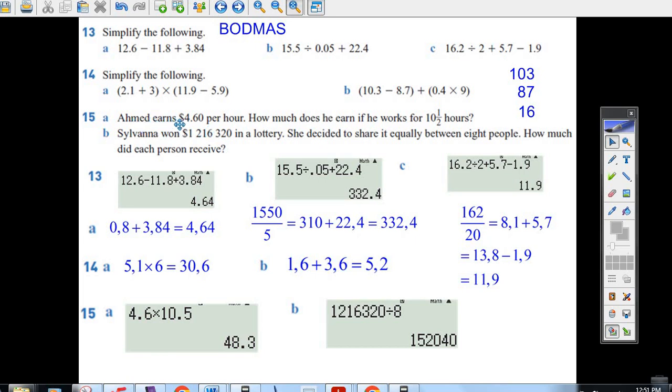This person, Ahmed, earns $4.60 an hour, and he works for 10.5 hours. What you do is just multiply them together. That's how you figure out how much money he'd make. That's that question. But this person here wins a lottery, but she's going to share it equally among 8 people. That means she's going to divide it by 8. She's going to cut it up into 8 pieces. She's dividing it by 8. So put that big giant 1,216,320 divided by 8, you get here $152,040. This is from Australia, so there'd be Australian dollars. So there's that one.